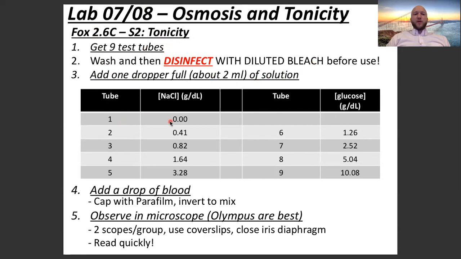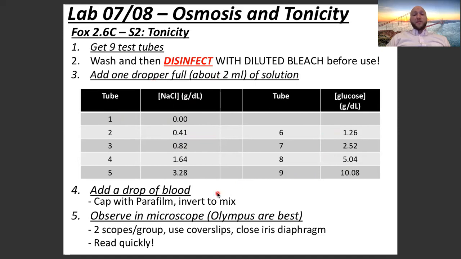Test tube 1 is going to have pure water. Test tube 2 is going to have 0.41 grams per deciliter sodium. Test tube 3 is going to have 0.82 grams per deciliter sodium. These solutions are going to be pre-made in lab. All we have to do is add 1 dropper, about 2 milliliters of the solution in the corresponding tube. So 9 tubes, these sodium solutions in 1 through 5, these glucose solutions in 6 through 9.